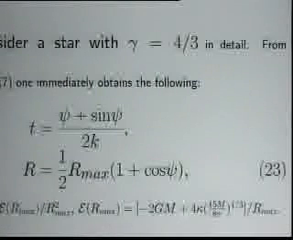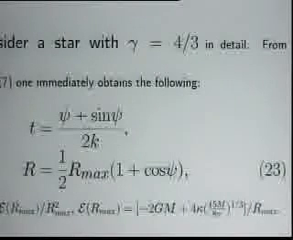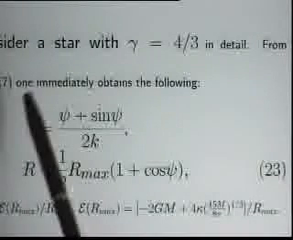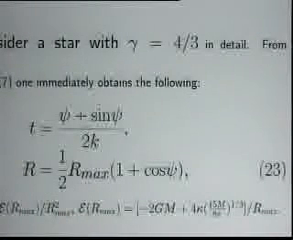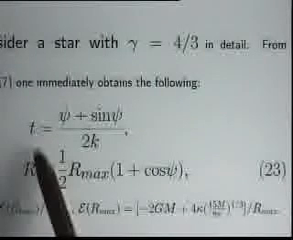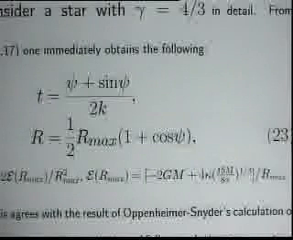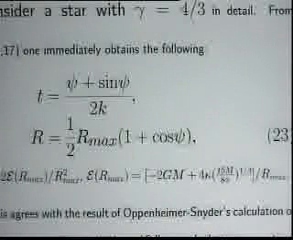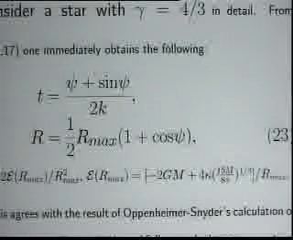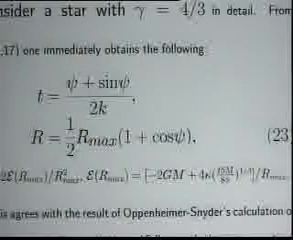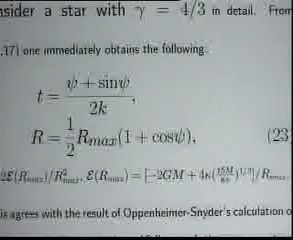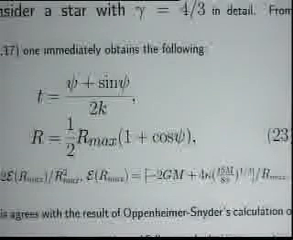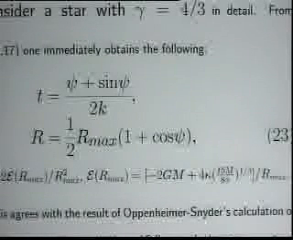Let me consider a star with gamma equals 4/3 in detail. From the previous solutions, previous equations for radius r of time t, we can immediately find the radius in terms of time t, equation 23. And this agrees with the result of Oppenheimer and Snyder's calculation of gravitational collapse, which used full general relativistic equations, but they used the assumption of zero pressure and temperature everywhere.